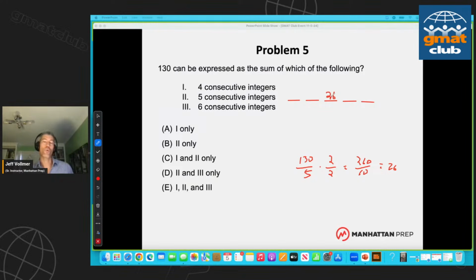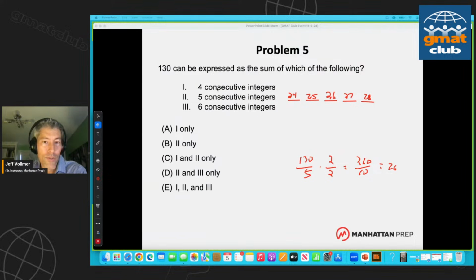And so the fact that 26 is an integer, it can serve as the average because it could serve as the median. And so we now would just make this the middle of consecutive ints, 24, 25, 26, 27, and 28. And that should work. All right, so I feel good about Roman numeral 2 here as being something that's definitely true.